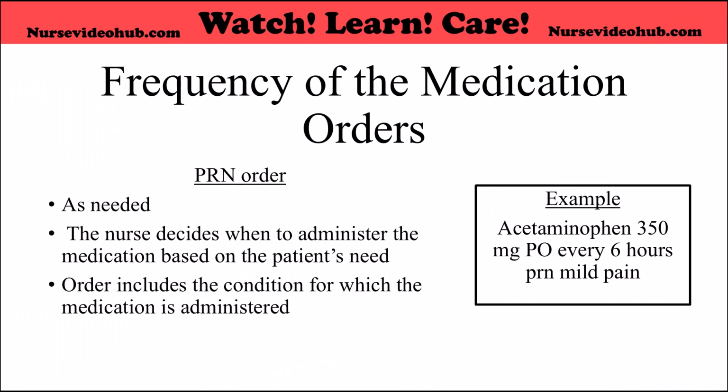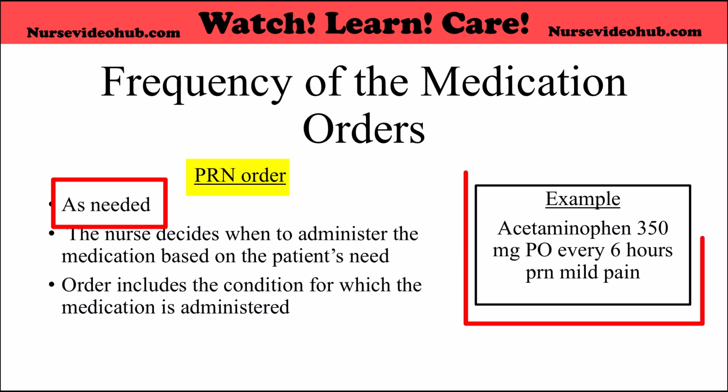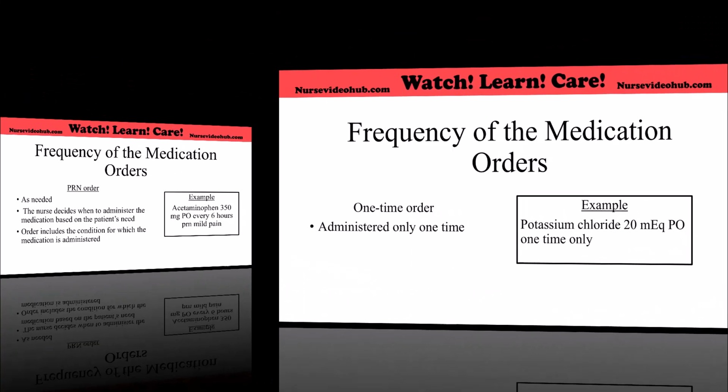Then we have PRN orders, which means as needed. The drug is only administered as needed, not routinely. PRN orders are written in advance to allow the nurse to administer medications under specific circumstances. For example, acetaminophen, 350 milligrams PO every 6 hours, PRN pain. You'll only give it if the patient is experiencing pain, and not more than every 6 hours.